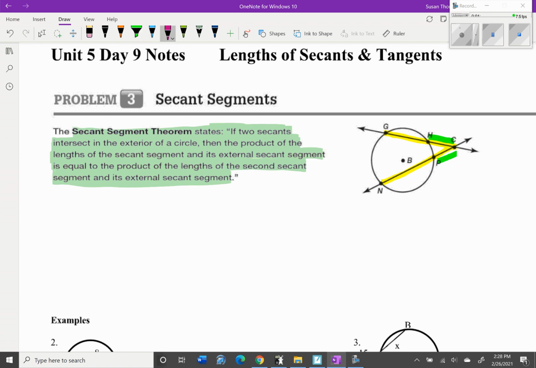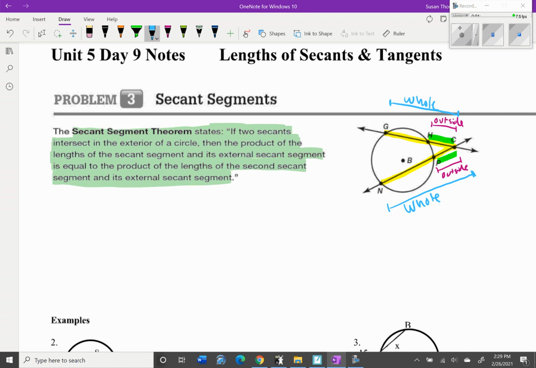So the way that I like to look at this is in terms of the outside and the whole. The external segment I call the outside. So this would be the outside. And what do I mean by outside? Outside the circle, of course. And then the whole is the entire secant line from N to the point where you're intersecting, so from the point where you intersect to the point that's on the circle over here.